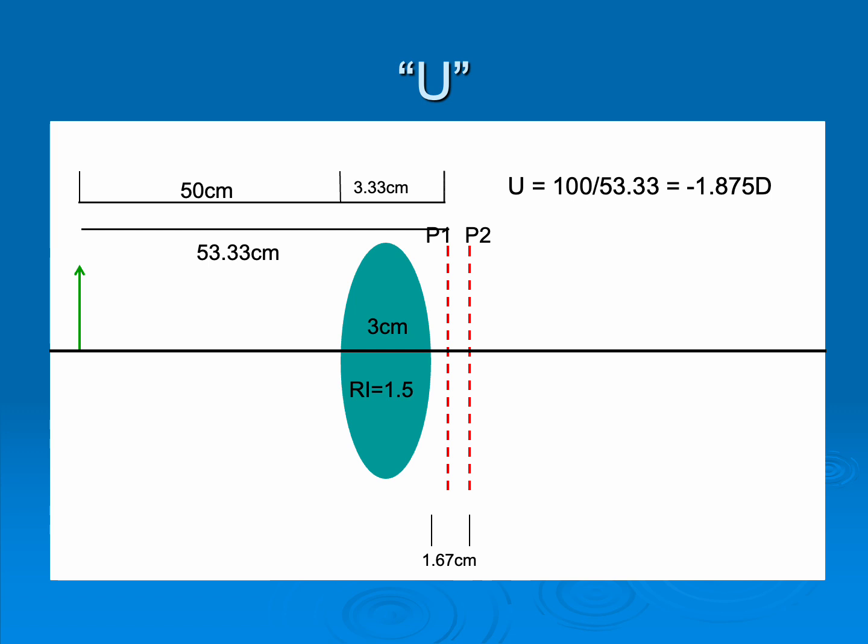So here it is diagrammatically. So U is not the object to the front of the lens. It's not 50 centimeters. If we're being exact, if we're accounting for lens thickness, then it's to the front principal plane. And so U is not 2. U is actually minus 1.875.